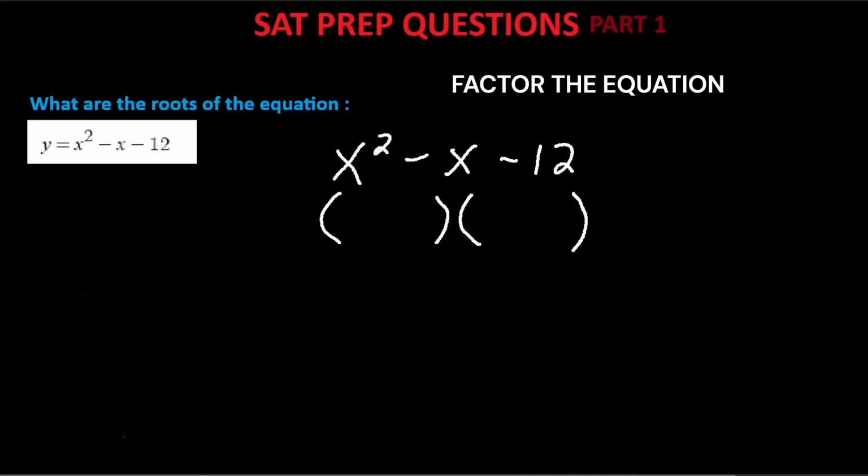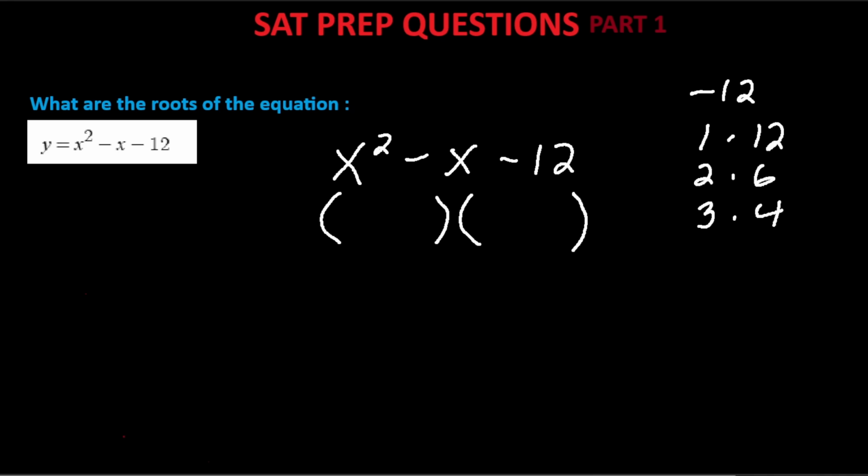So to do this manually, I need two numbers that multiply to minus 12 and add up to minus 1. So here I've listed all the factors that can give me a 12. It's 1 times 12, 2 times 6, 3 times 4.